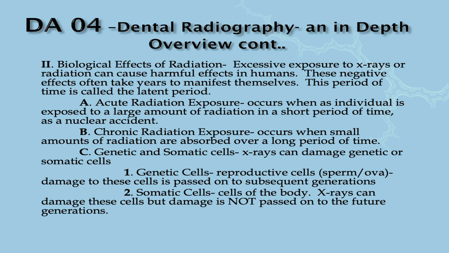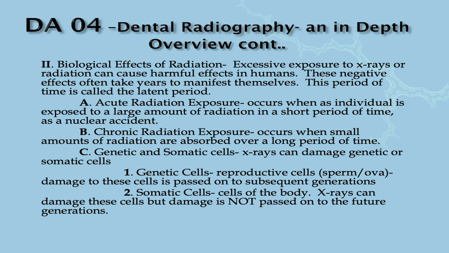Biological effects of radiation are widely known, but we will talk about them more in depth now. Excessive exposure to X-rays or radiation can cause harmful effects to humans, as we all know. The negative effects often take years, though, to manifest themselves. This period of time is called the latent period. Acute radiation exposure means when an individual is exposed to a large amount of radiation in a very short period of time. Whereas chronic radiation occurs with small amounts of radiation over a long period of time.